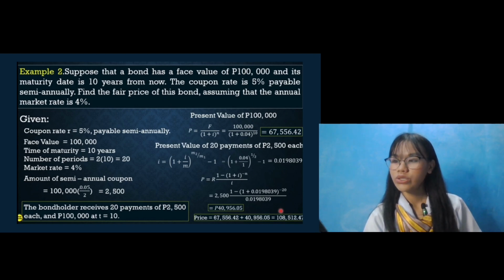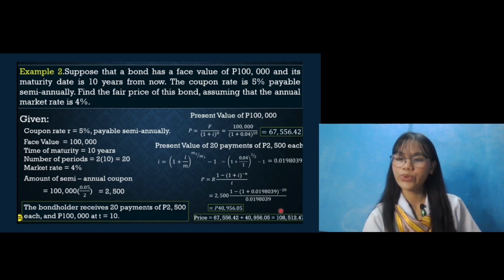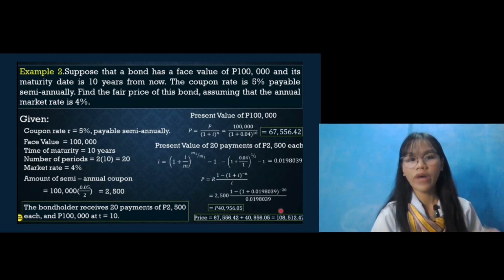And then raise to the power 10, or this is our exponent. So why is it 10? Since this is our time of maturity, this is only 10. Okay? And if you will solve it in your calculator, our answer would be 67,556.42. And then now, let's proceed to finding the present value of the 20 payments of the 2.5 each.